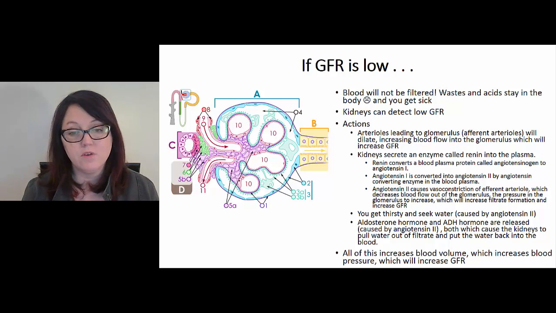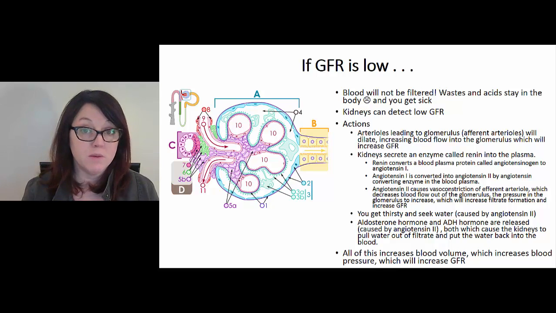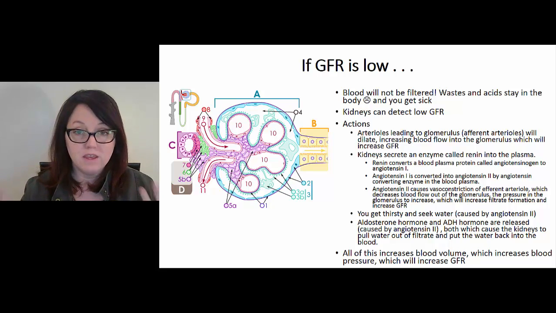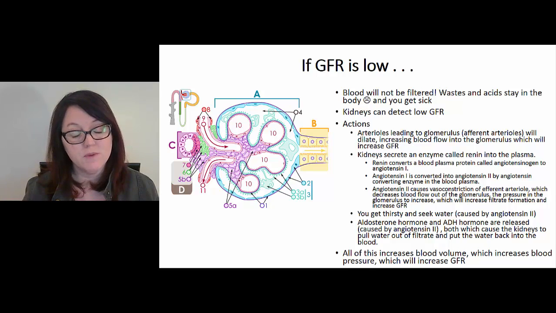Angiotensin 2 is also going to affect your brain. It's going to cause you to become thirsty, which will cause you to seek water. And by taking in water, you're going to increase your blood volume, which increases your blood pressure, and increasing blood pressure will increase your GFR.